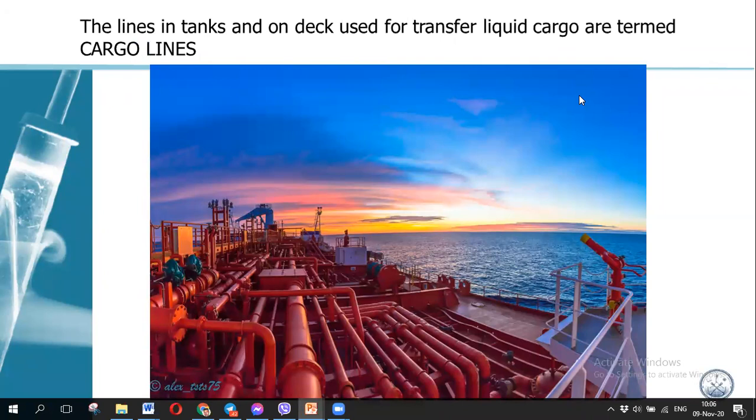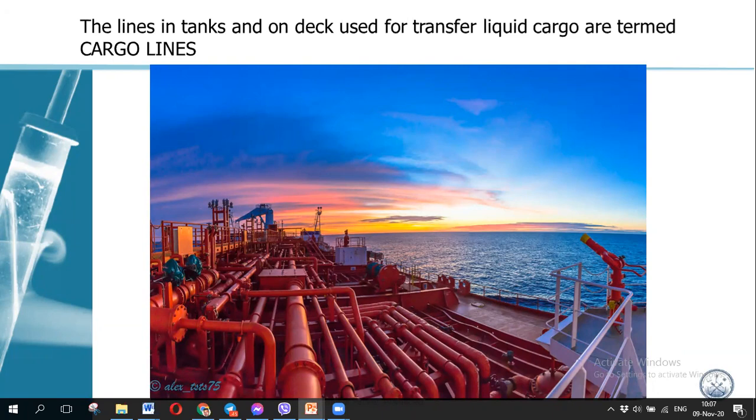So the cargo lines in tanks and on deck used for transfer of liquid cargo are termed cargo lines. So what does it mean? Here in this picture you can see the cargo piping. It is not so many. In some chemical tankers you can see double, two times more than this one. So in this case we have all cargo piping on deck.